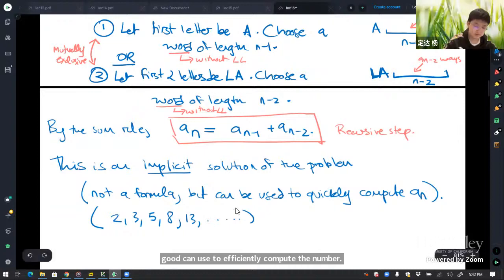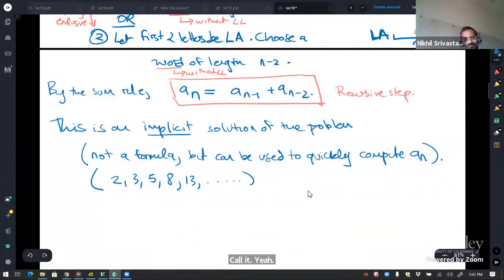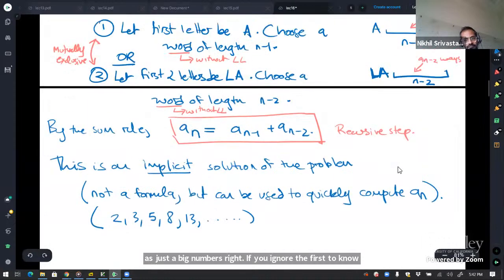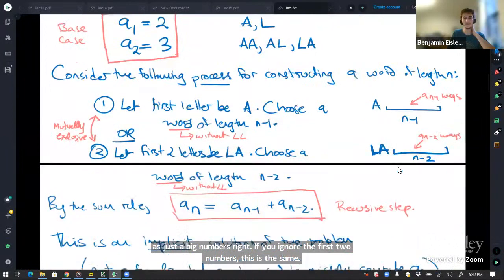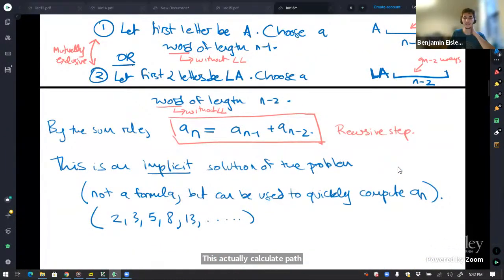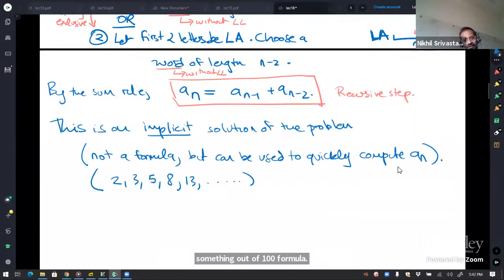Got it. Yep. So by the way, this is almost the same as the Fibonacci numbers, right? If you ignore the first 2 numbers, this is the same as the Fibonacci numbers. Would this actually calculate faster than a 100 choose something formula? Yeah, it would, because as I mentioned earlier, even the way you would actually compute these binomial coefficients on a computer is with a recursive formula anyway. So this is kind of just giving you the formula.